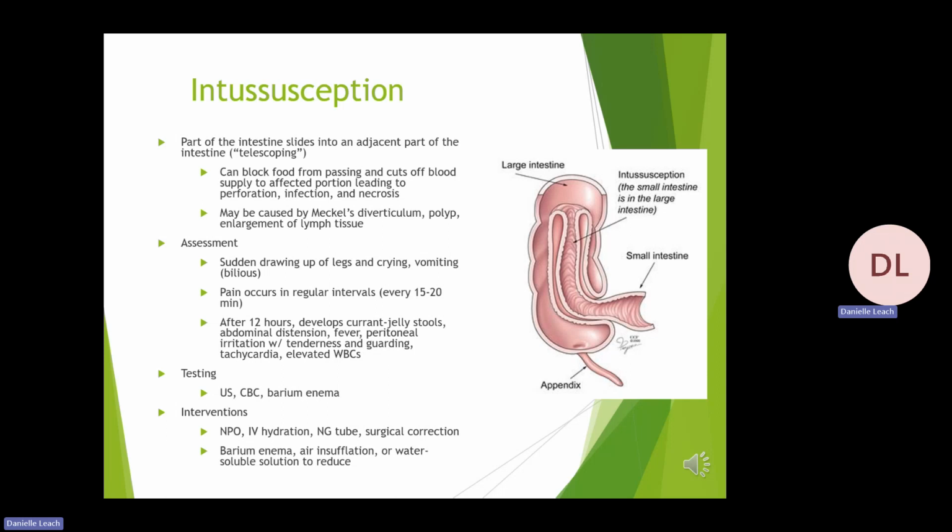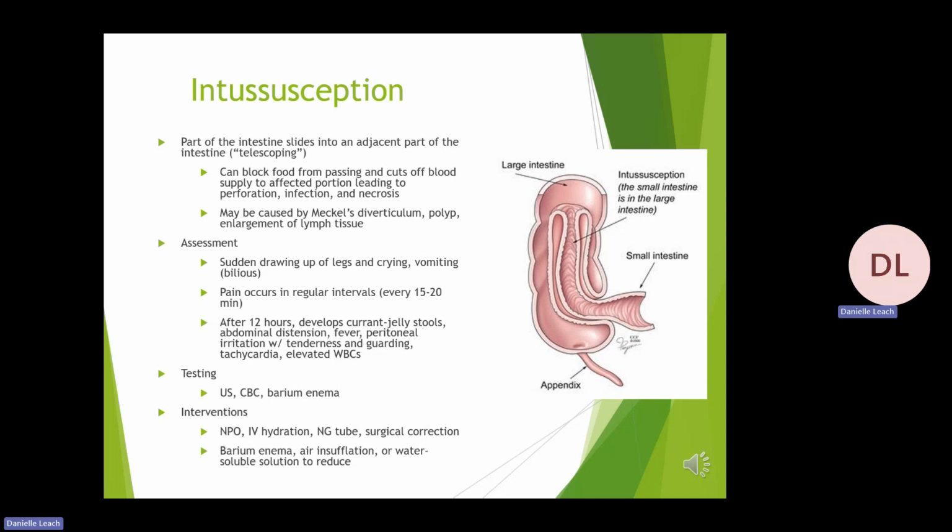On assessment, the child may have sudden drawing up of their legs and crying. They may have vomiting that's bilious. The pain usually occurs in regular intervals, so it sort of waxes and wanes every 15 to 20 minutes or so. After 12 hours, sort of the hallmark of this disorder is the development of currant jelly stools. So a currant is like a dark red berry. Basically the stool literally looks gelatinous and is sort of dark red, blackish in color. It's basically stool that's mixed with blood and mucus.